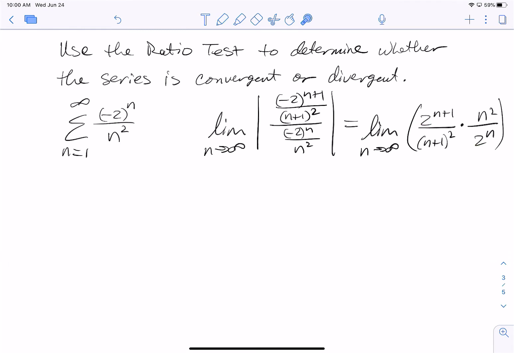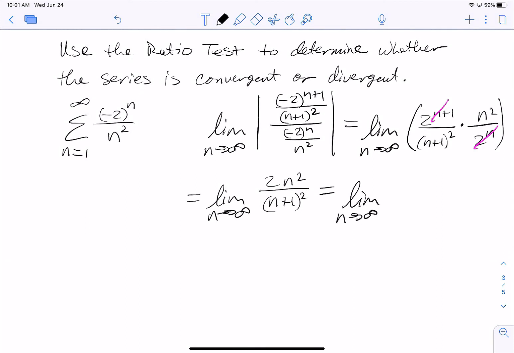Now inside these parentheses, if I have n plus 1 factors of 2 in the numerator, but n factors of 2 in the denominator, then 2 to the n divides out. I then have the limit as n approaches infinity of 2n squared divided by n plus 1, the quantity squared. But dividing both the numerator and denominator by the largest power of n that appears in the denominator, we get that the limit as n approaches infinity is now acting on 2 over 1 plus 1 over n, the quantity squared.